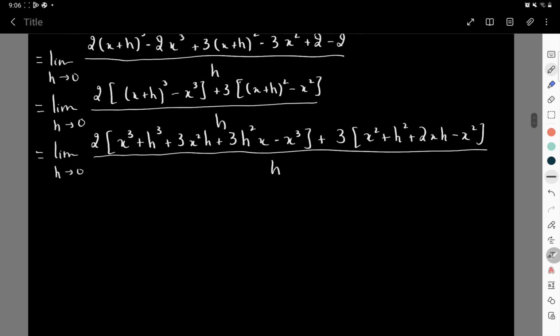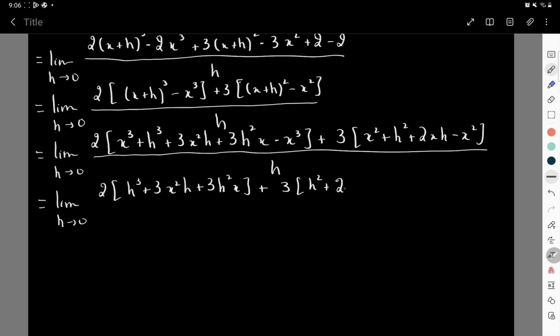And here I'll allow myself to go a bit fast. Well, I mean, let's actually do it. This is just h cubed plus 3x squared h plus 3h squared x plus 3h squared plus 2xh, and that's it, over h. Now notice, what do you get here? You can factor an h out, right? All you need to do is factor an h out.